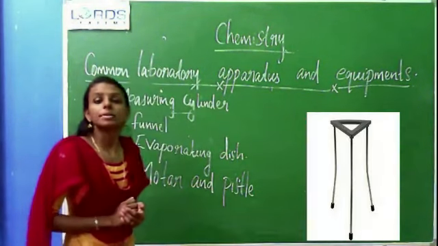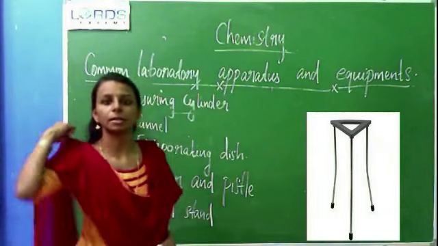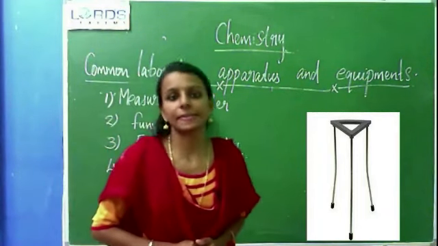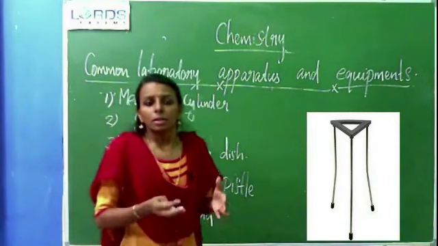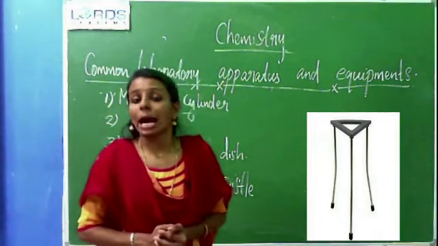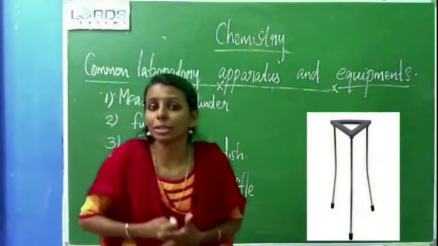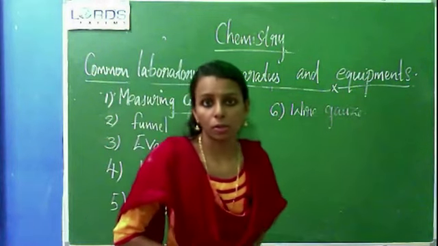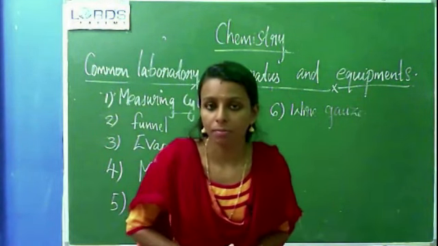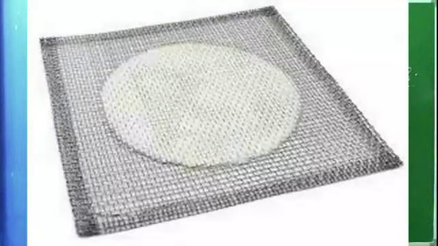Then the fifth one, tripod stand. This is tripod stand. It is a stand used to support the apparatus. This tripod stand is made up of iron. It is used to support the apparatus during experiments. Then the next one, wire gauze. We can see the wire gauze here. Just look at the picture. This is wire gauze. It is made up of meshed iron wire and a thin asbestos sheet that is fixed at its center.